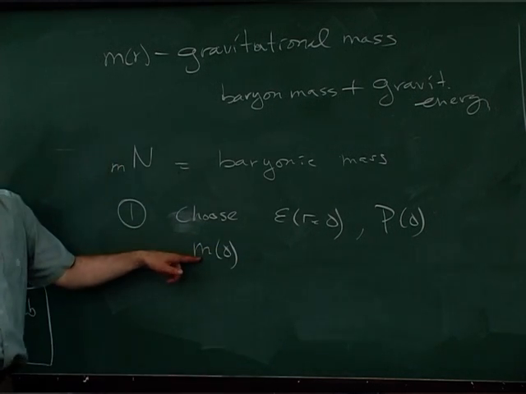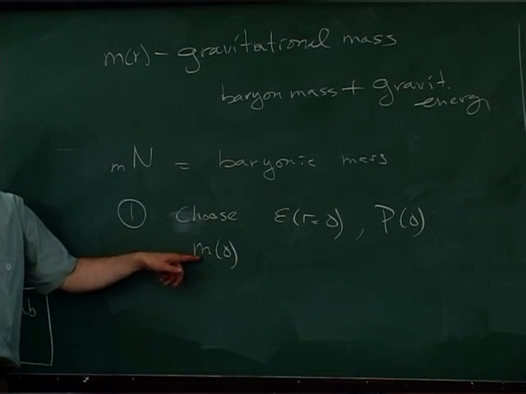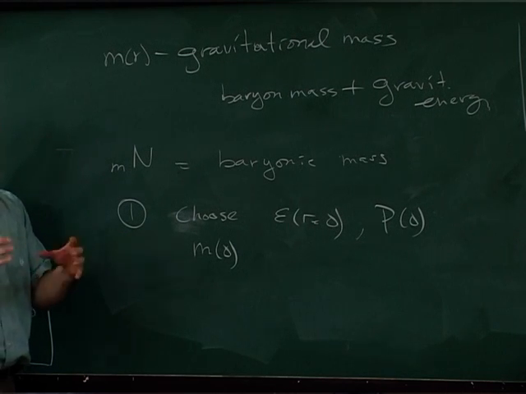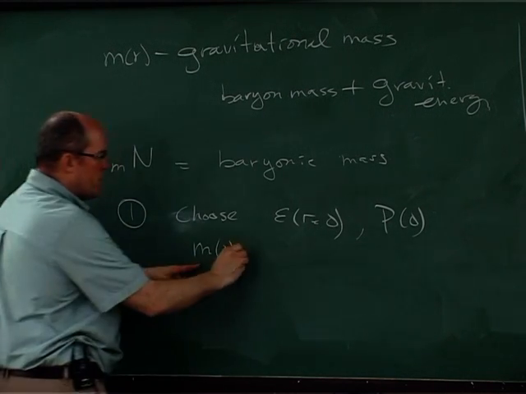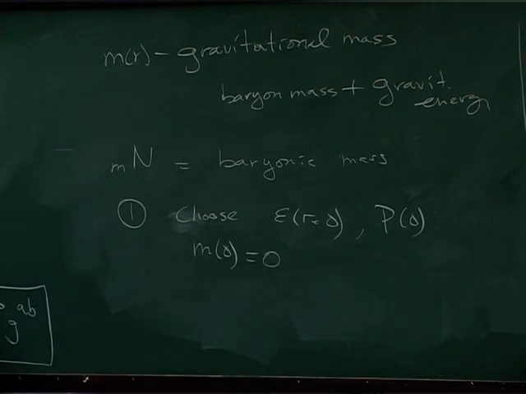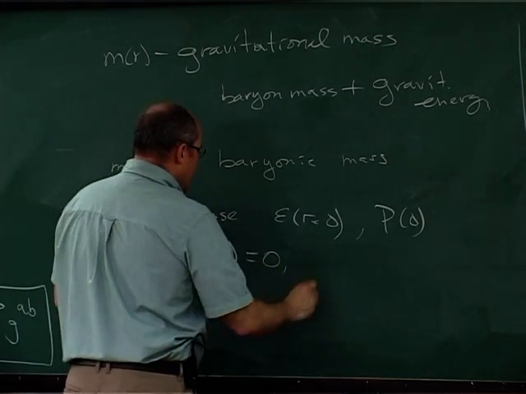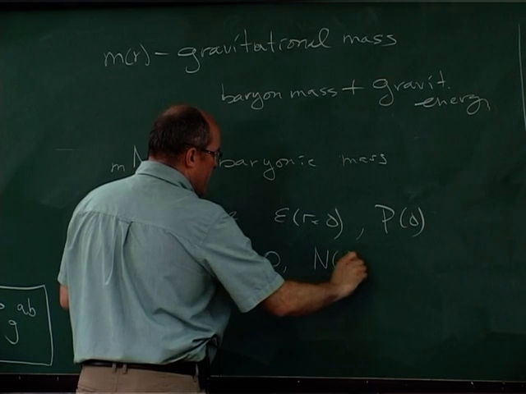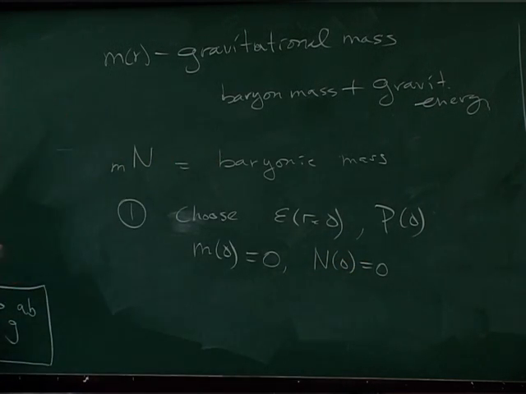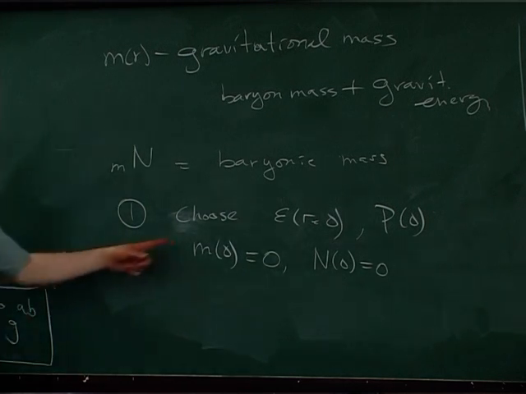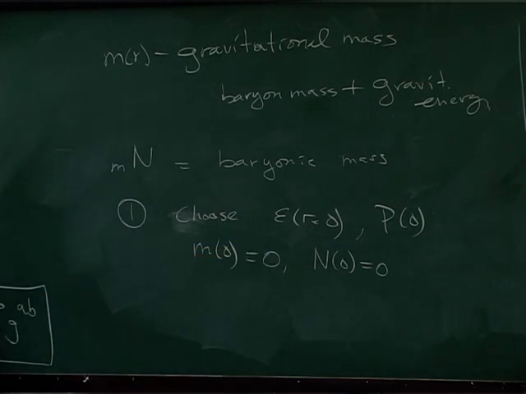M is the gravitational mass contained within radius r. At r equals 0, that would simply be 0, right? Because I have a point-sized object, I have no mass inside, so that would be 0. N would be 0, right? If I have a point of 0 size at the center of the star, I have no particles contained in there. Phi I can choose to be whatever I want. Anyway, I would choose these initial values, and then I start integrating outward.